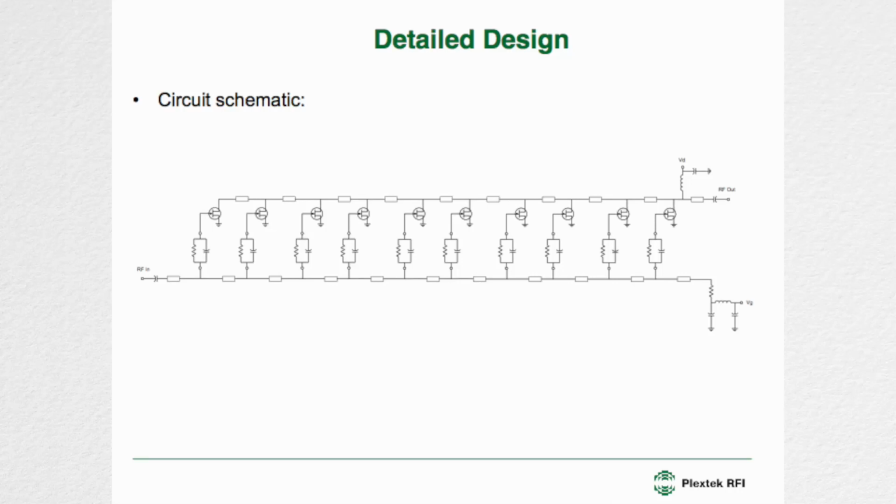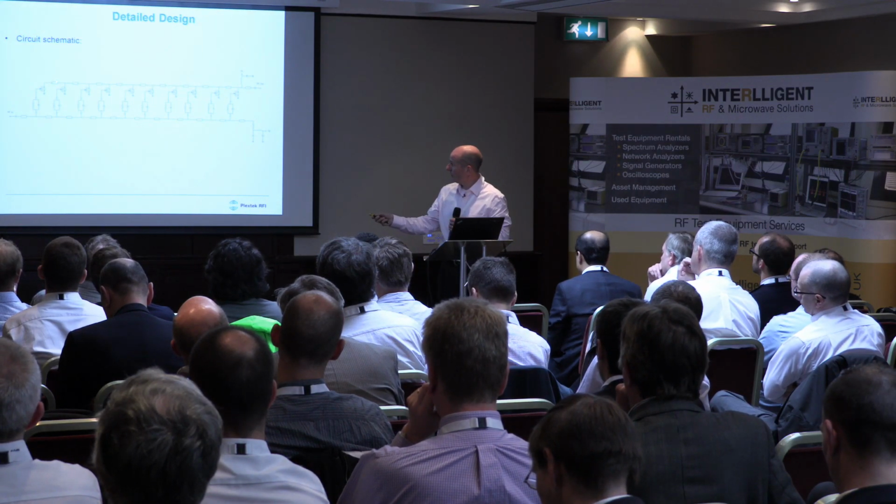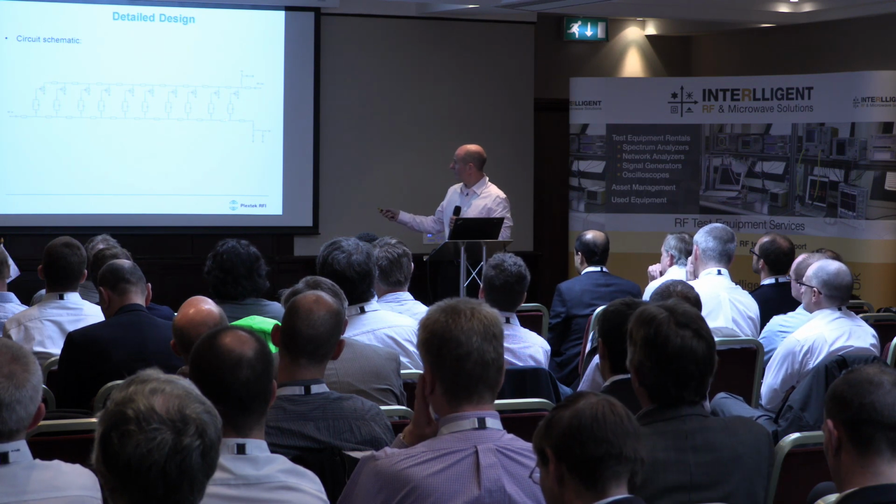Here's the circuit schematic. It looks pretty simple, but honestly, it's quite difficult to get it all right. We've got these 10 transistors. This is the big one over here. This is the RF output over here. This transmission line gets narrower and narrower all the way over here. This is the input here.